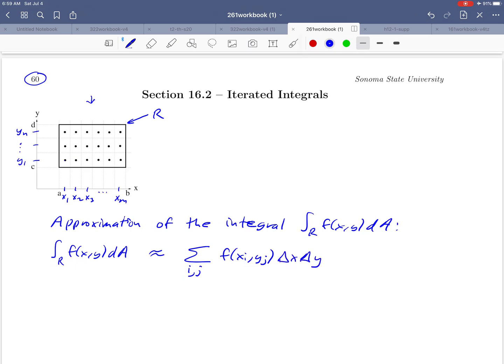Delta x and delta y, I'm going to think of as just being the length and the width of each one of those little rectangles. So we could draw that into our diagram as well. There's delta x and there's delta y.